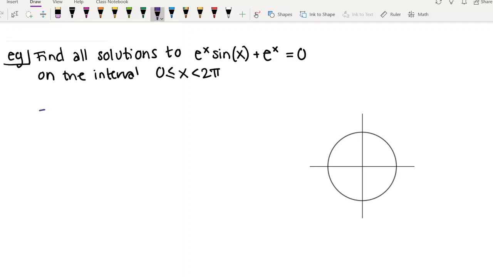This is going to be very, very similar to the examples that we were doing on the previous page. The only difference is that now, instead of just dealing with sine of x and cosine of x, we have e to the x. But in terms of how the factoring goes, it's very similar. If we look at these two terms, what do they have in common? They both have a common factor of e to the x. So we can start by factoring out e to the x, and we're left with sine of x plus 1.